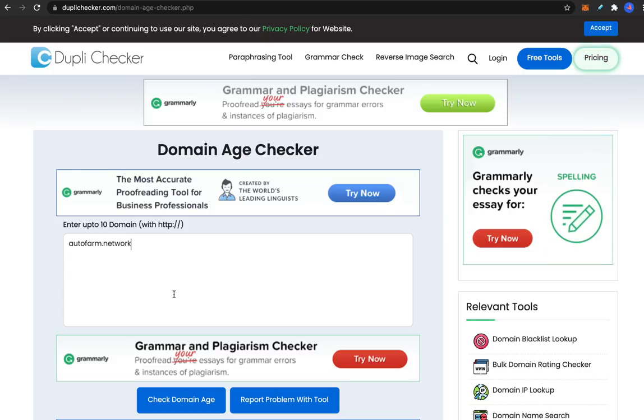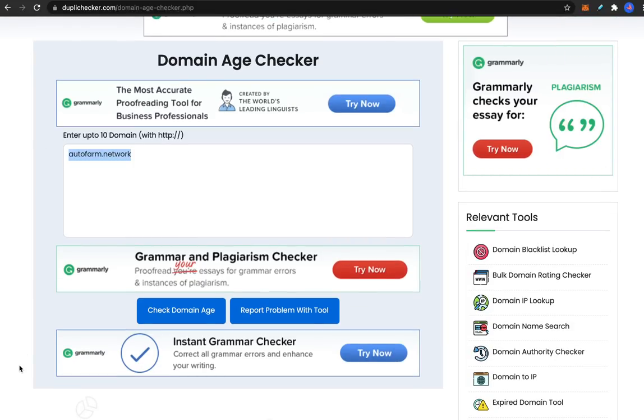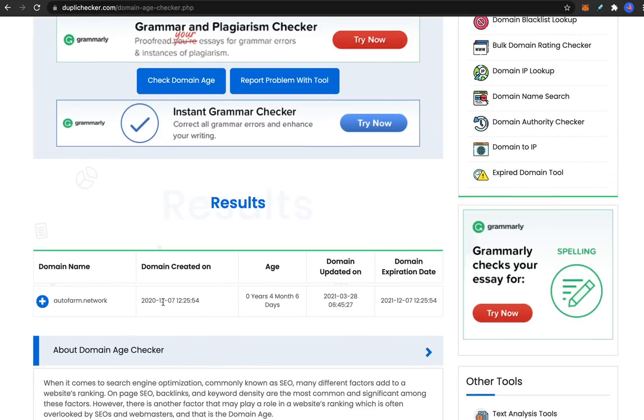Next, what you also may want to take a look at, this is a little bit more advanced and maybe not for everyone, but you can come to this website called duplichecker.com/domain-checker.php, and here you simply type the project name, and what it tells you is when this domain was actually created and what is the actual age, and you can also see when it was updated last time.